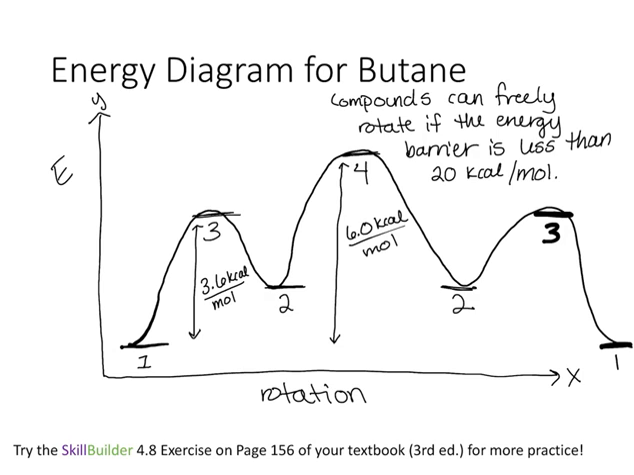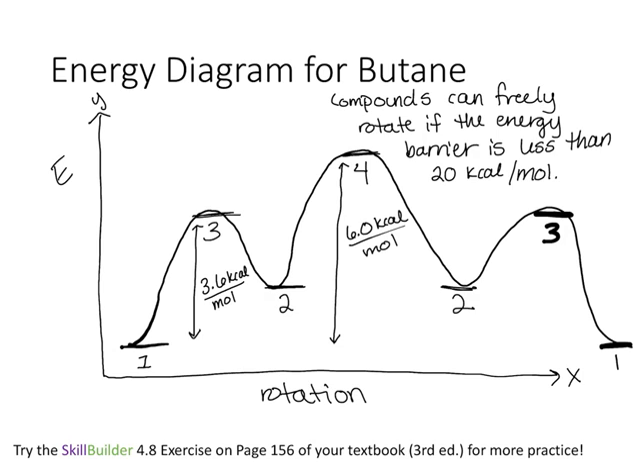Okay, so compounds can freely rotate if the energy barrier is less than 20 kilocalories per mole. So even though butane does have some less stable Newman projections or structures, it can still freely rotate because the energy between the least stable and most stable structures is only 6 kilocalories per mole. So that still works.